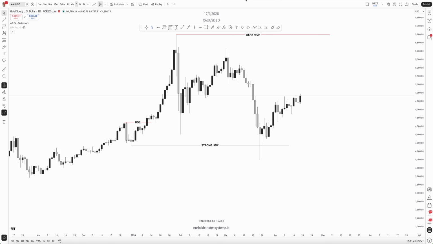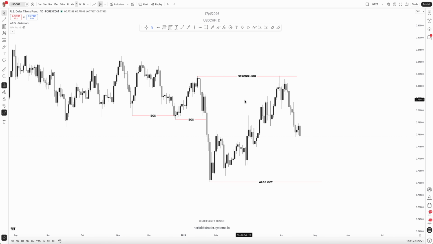Let's go back to US dollar Swiss franc. I want to go through again now how you can see the same concept that we've seen here with a strong high being swept, but also on a weak level in the market, because when we see a weak low or weak high being swept, what this then actually changes is the dynamics.